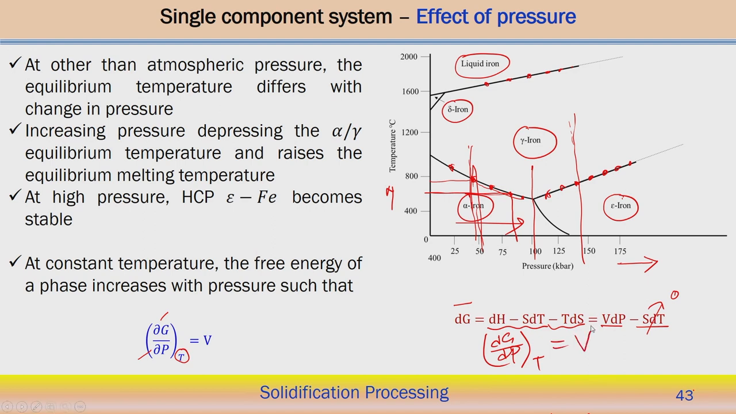That means for the Gibbs free energy of one particular phase at fixed temperature, if there is a change in the pressure, it is definitely influenced by the molar volume of the particular phase. So the volume also has some effect on the change of the Gibbs free energy with change in the pressure. And this is the expression we can see: the slope is equivalent to the volume, the change of the Gibbs free energy with respect to the pressure.